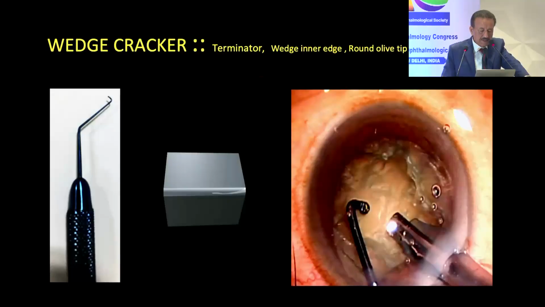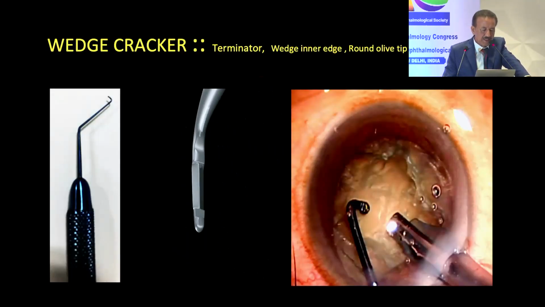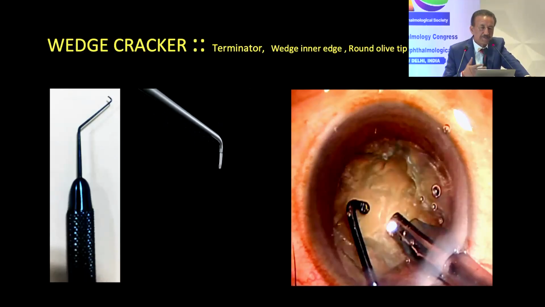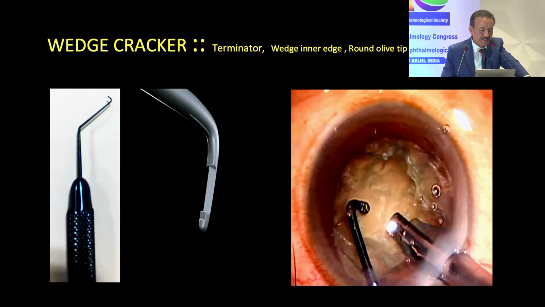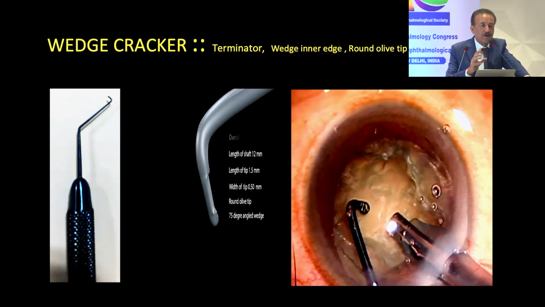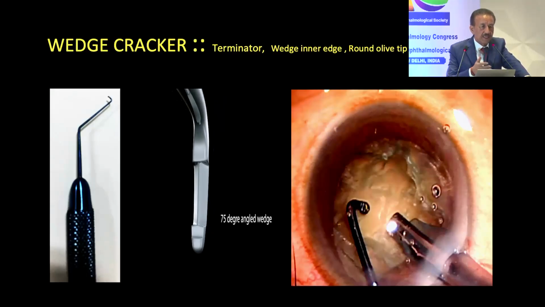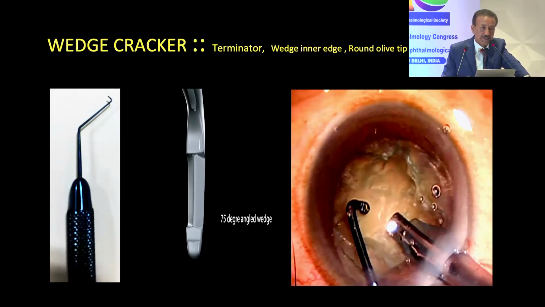So what I said was the most important is the cracker. What I'm going to show here is the terminator; we call it the terminator. As you can see, the shape of the terminator is a little different from the other choppers. It has a round, blunt tip, because when you are hooking the nucleus, even if you hit the posterior capsule, it's not going to threaten the posterior capsule in any way. And then it has an internal wedge, like a chisel, not like a normal cracker, which is flat and sharp.